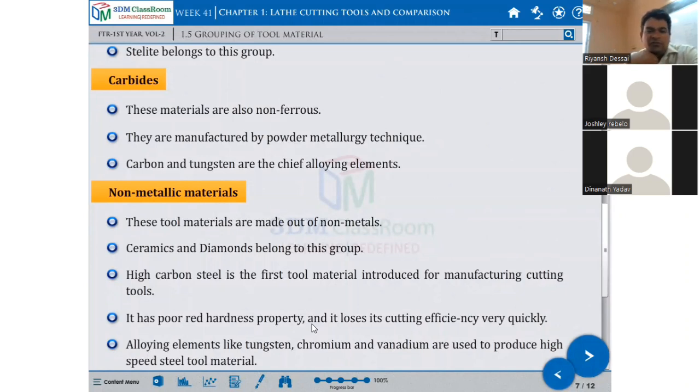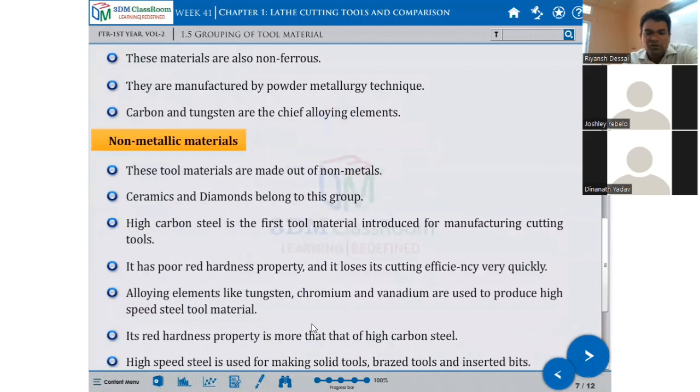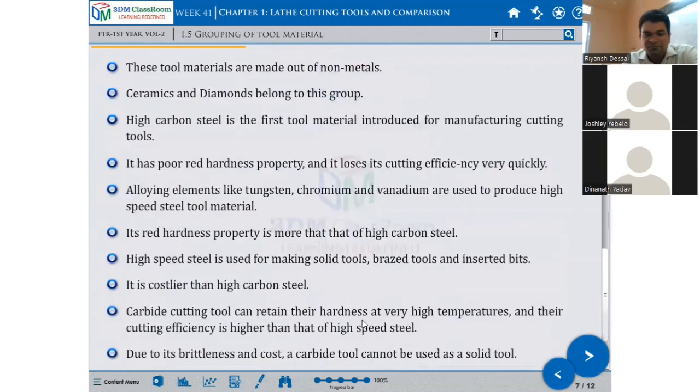High carbon steel is the first tool material introduced for manufacturing cutting tools. It has a poor red hardness property and loses its cutting efficiency very quickly. So alloying elements like tungsten, chromium, and vanadium are used to produce high-speed steel tool metal. Its red hardness property is better than that of high carbon steel.